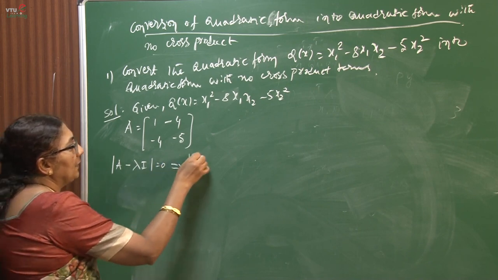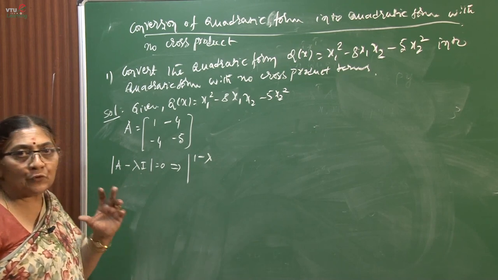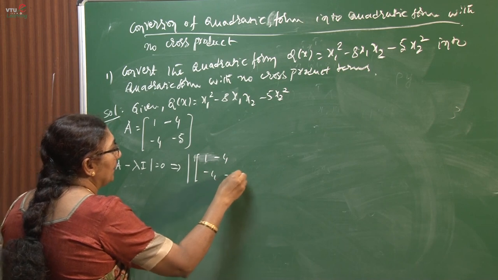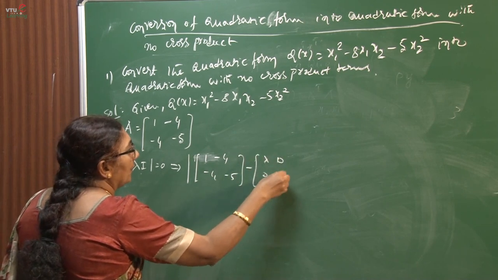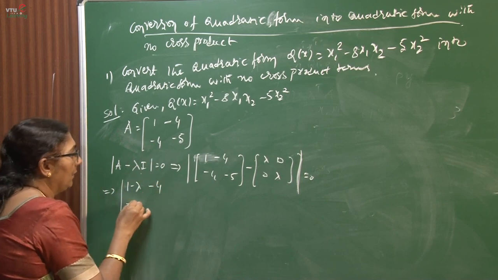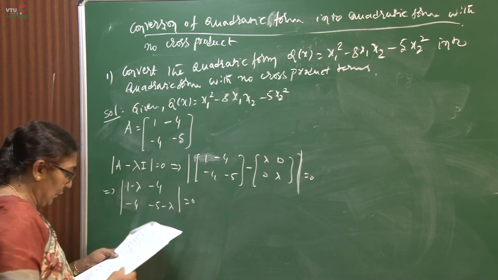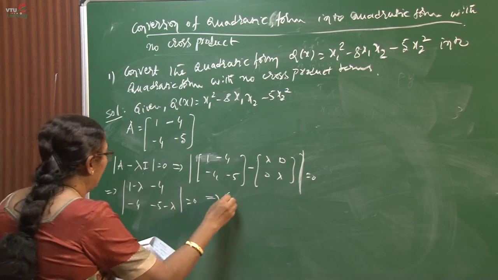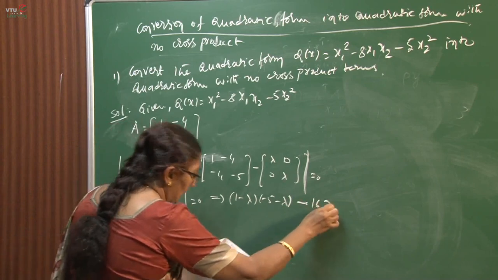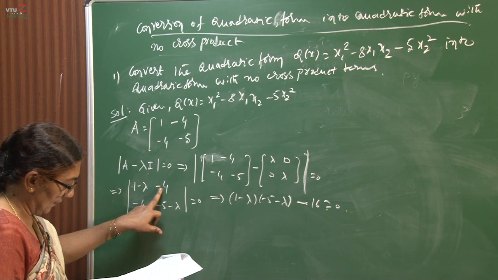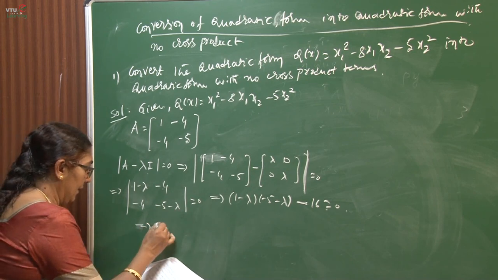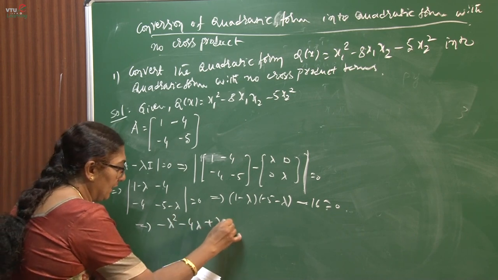From this, I want to find the eigenvalues and eigenvectors. A minus lambda I equal to 0, that implies the determinant of the matrix with entries 1 minus lambda, minus 4, minus 4, minus 5 minus lambda equals 0, because the order of the identity matrix is 2 by 2. Multiplying out, we get (1 minus lambda)(minus 5 minus lambda) minus 16 equal to 0, since minus into minus gives plus. After simplification, we get the equation minus lambda square minus 4 lambda plus 21 equal to 0.